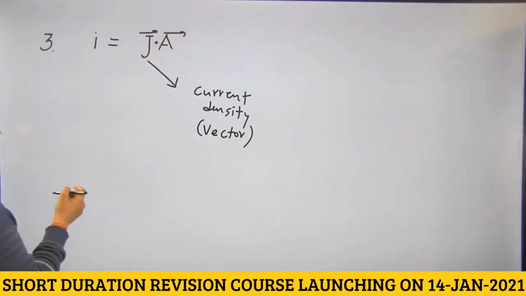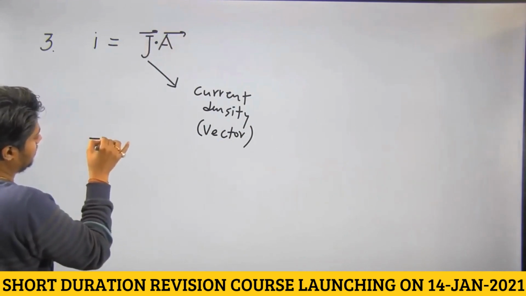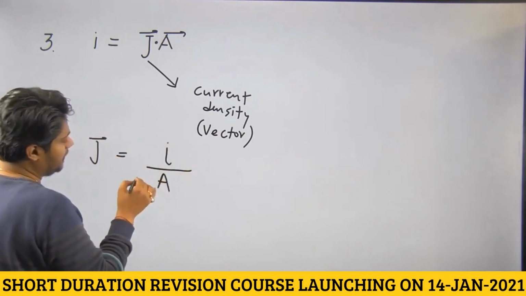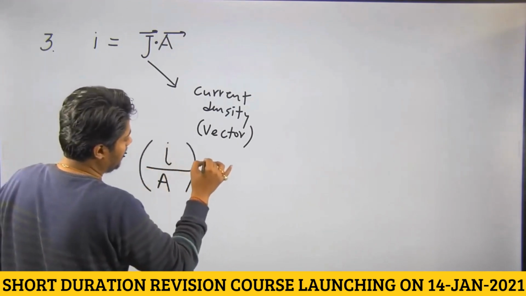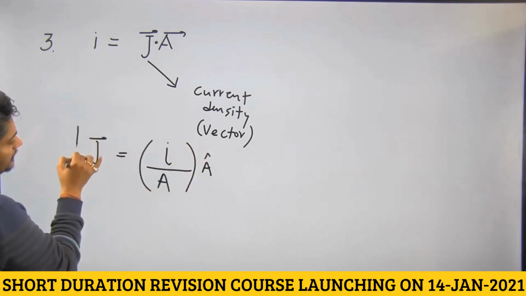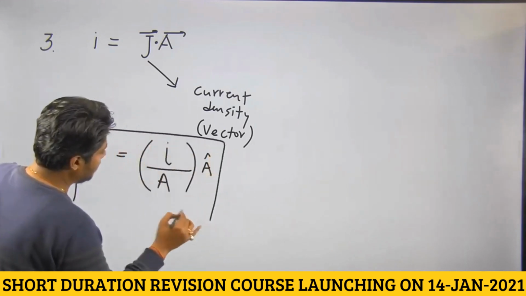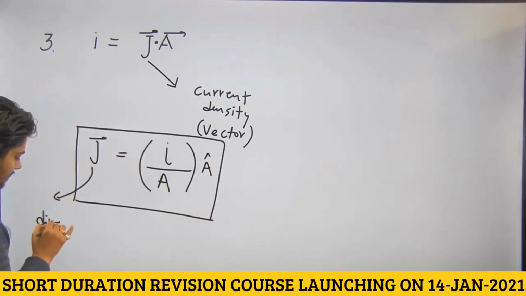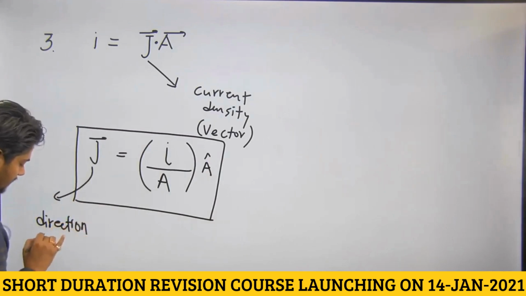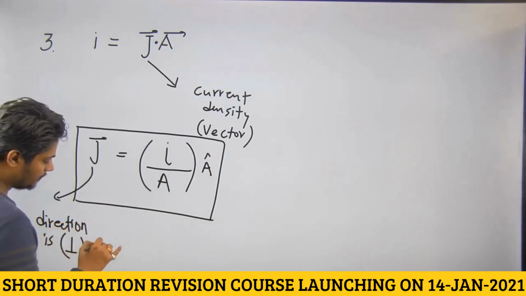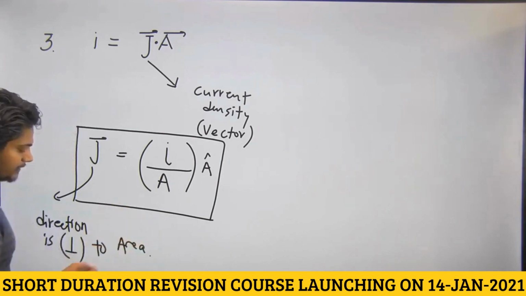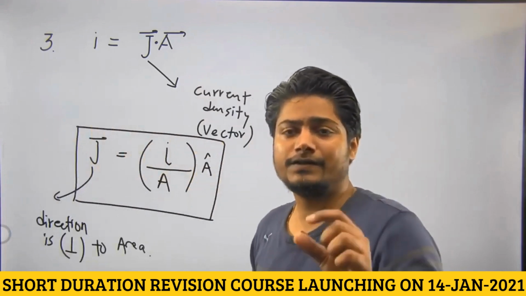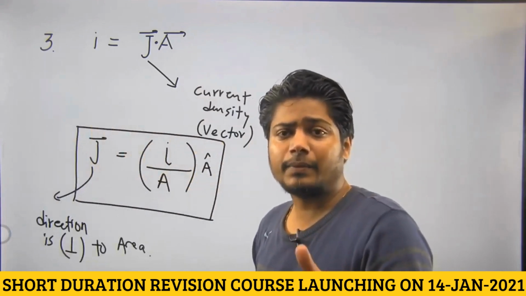So sometimes we also write J as I by A times A cap, that is, I by A into the area vector. So the direction of current density is perpendicular to area, because it is along the area vector. The area vector is a vector which has a magnitude equal to the area and direction perpendicular to that given area.